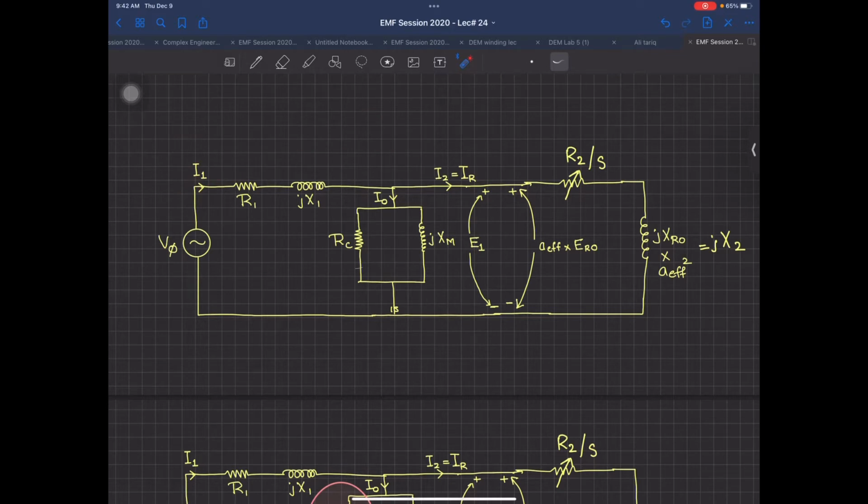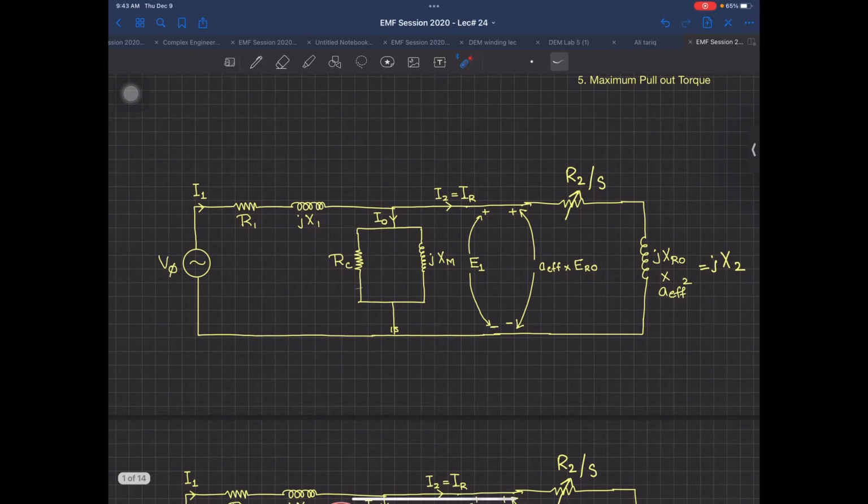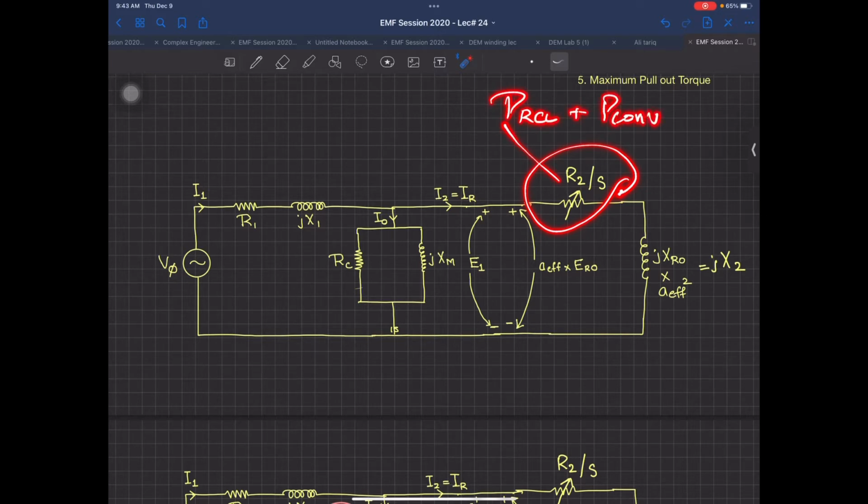It's a very lengthy process. Why? Because these are in series, then you have a parallel combination with this, and then a series combination over there. Now today we are going to talk about some approximate analysis that we can do, because we are actually interested in finding the torque. This one has the rotor copper losses and the converted power, the mechanical power being developed.